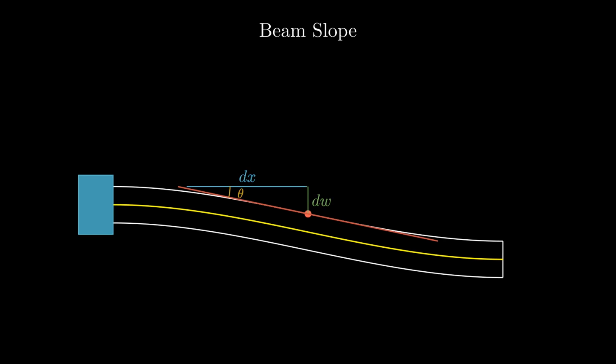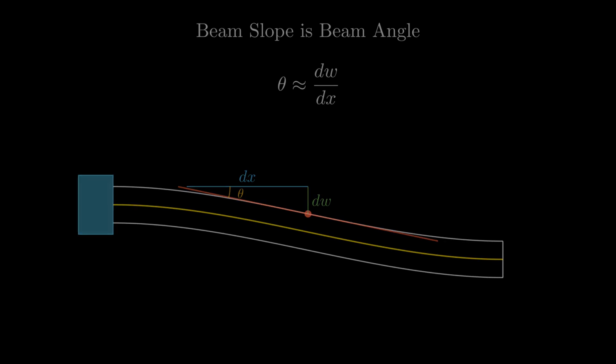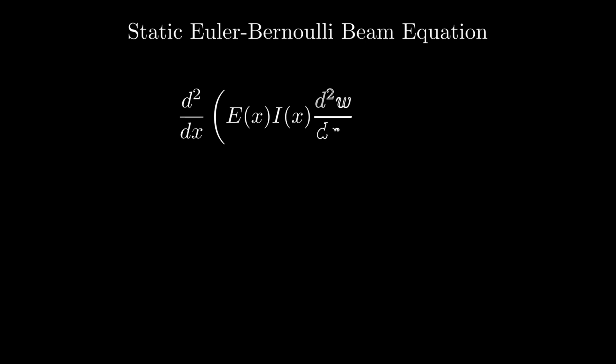The slope can be broken down into the vertical displacement from the neutral axis, dw, and dx, the change along the beam axis. This forms a right triangle with the slope of the beam, which we use to find theta, or the beam angle. The beam angle also represents the rotation of the neutral axis. Using small angle approximations, we can define the beam angle theta as dw over dx, and you often see it referred to this way. Now that we can visualize the slope of a beam, let's go back and start talking about how curvature fits into the Euler-Bernoulli equation.